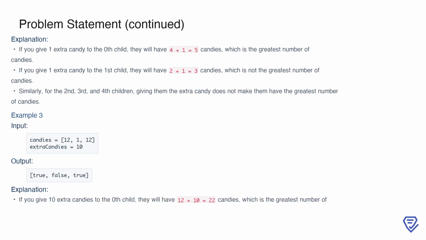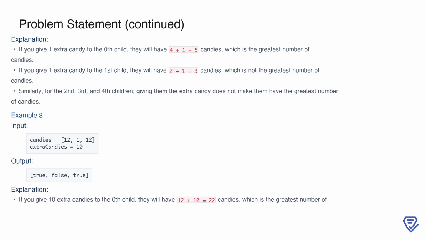Now, consider the second example. Here, the candies array is 4, 2, 1, 1, 2, and extra candies is 1. For the 0th child, adding 1 extra candy results in 4 plus 1 equals 5, which is the highest number of candies, so the result is true. For the first child, adding 1 extra candy gives 2 plus 1 equals 3, which is not the greatest, so the result is false. Similarly, the second, third, and fourth children also do not achieve the greatest number of candies after receiving the extra candy. Therefore, the result for these children is false. The final output for this example is true, false, false, false, false.